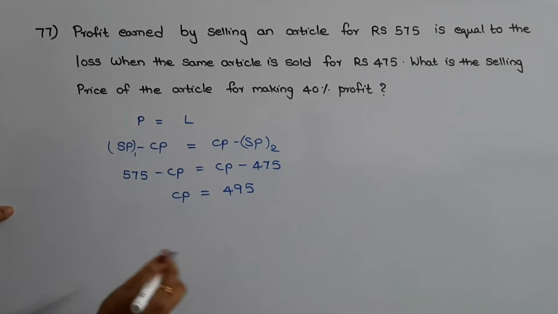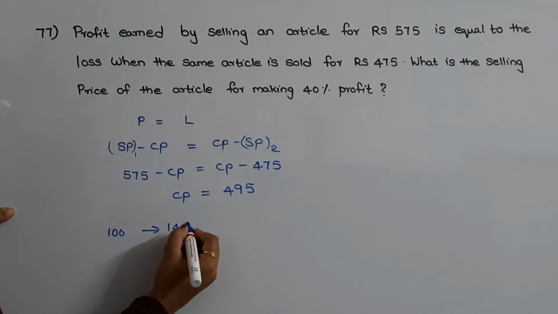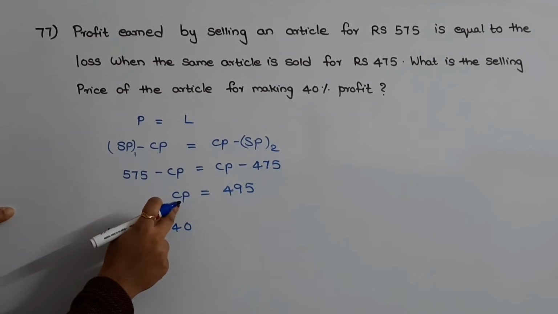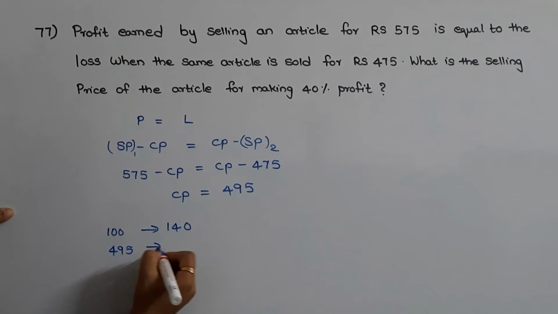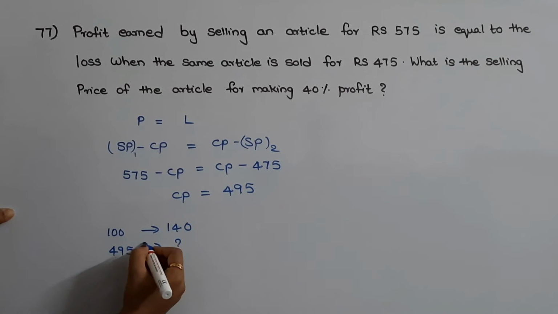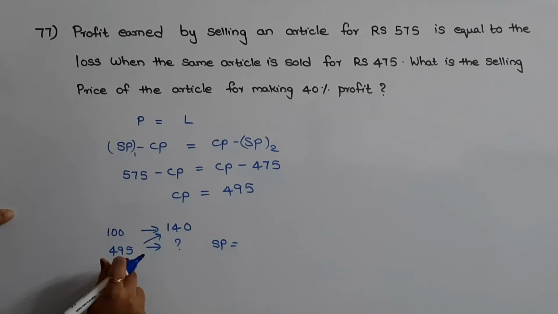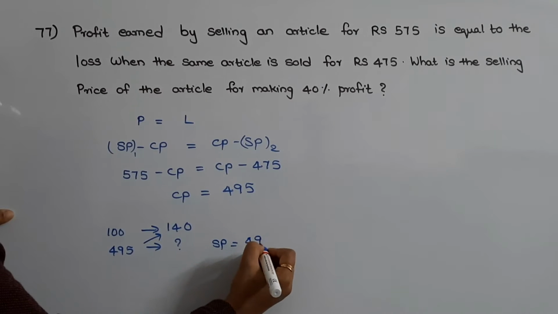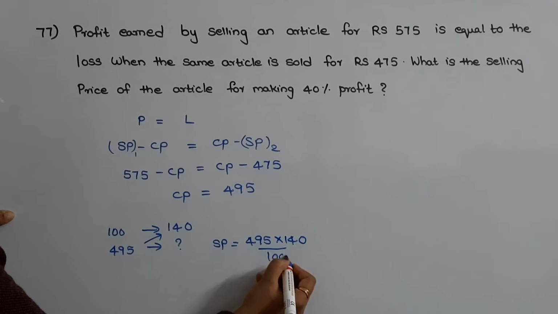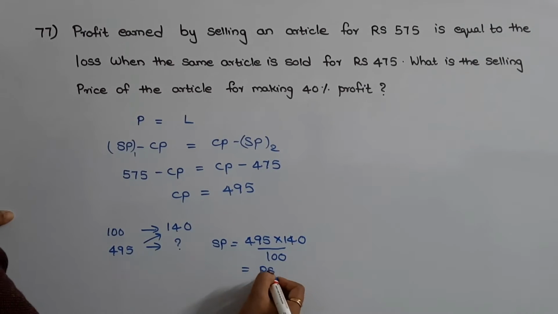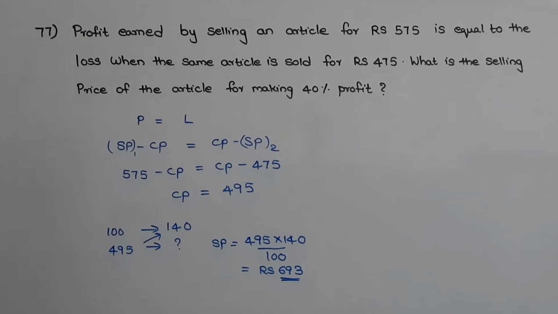Now we need to find out the selling price when the profit percentage is 40. Profit percentage is 40 means if the cost price is 100, the selling price is 140. But we found the cost price as 495. So if the cost price is 495, what will be the selling price? This we can find out by cross multiplying. The selling price will be equal to 495 into 140 divided by 100. On solving this you will get the answer as rupees 693. So this is the answer.